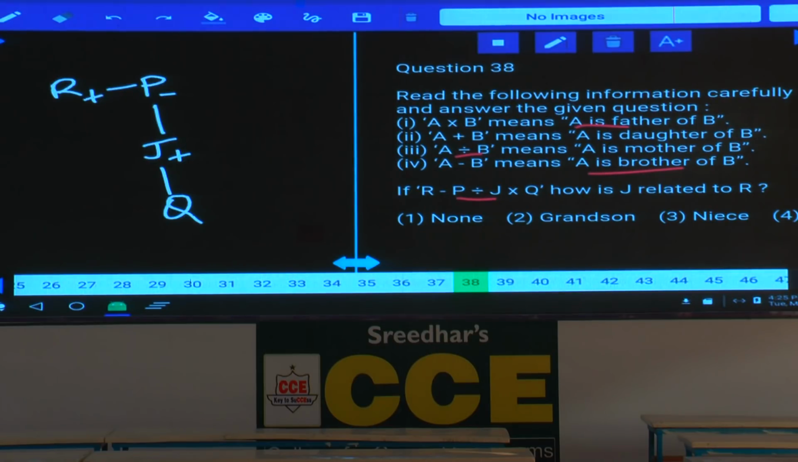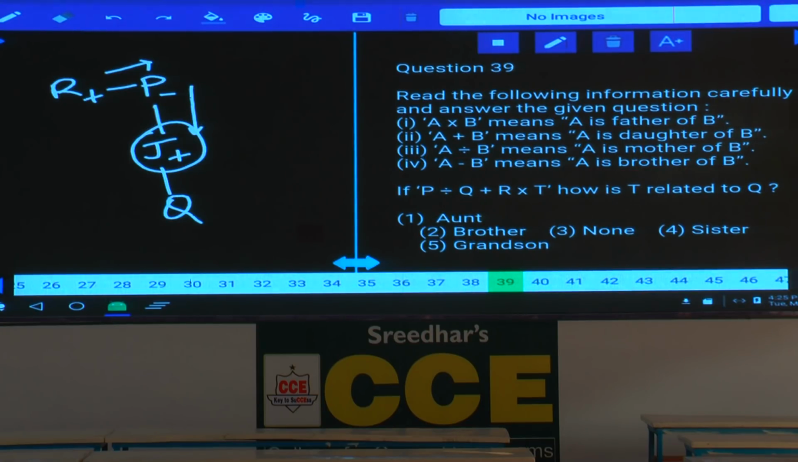Now R's sister is P. Sister's son. Sister's son is nephew. That is choice 4. Question number 38, it is choice 4: R's sister is P and sister's son. Sister's son is nephew. Sibling's son is nephew. Sibling's daughter is niece. Here sibling's son, nephew.